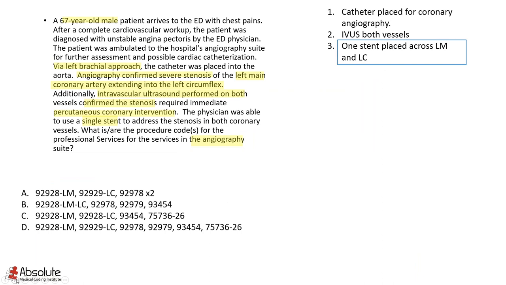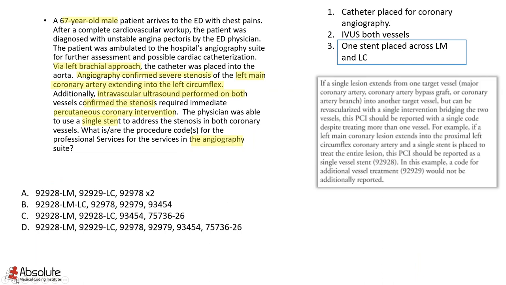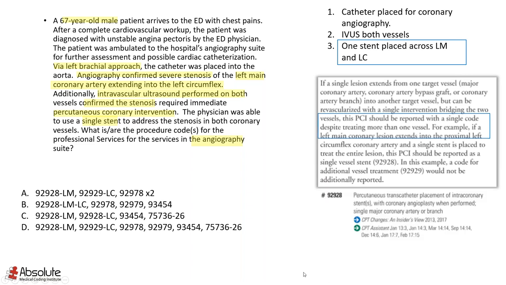So here's our list. Let's look at the guidelines. Remember, the guidelines tell us that if a single lesion extends from one target vessel into another target vessel but can be revascularized with a single intervention bridging the two vessels, the PCI should be reported with a single code despite treating more than one vessel. So, let's look at 92928. That is the code for percutaneous transcatheter placement of intracoronary stents with coronary angioplasty when performed. That is the right code.